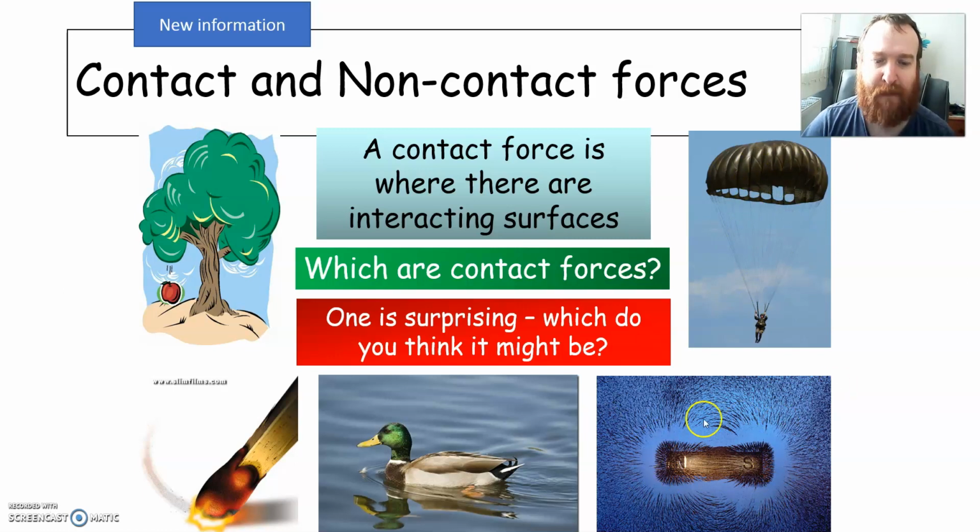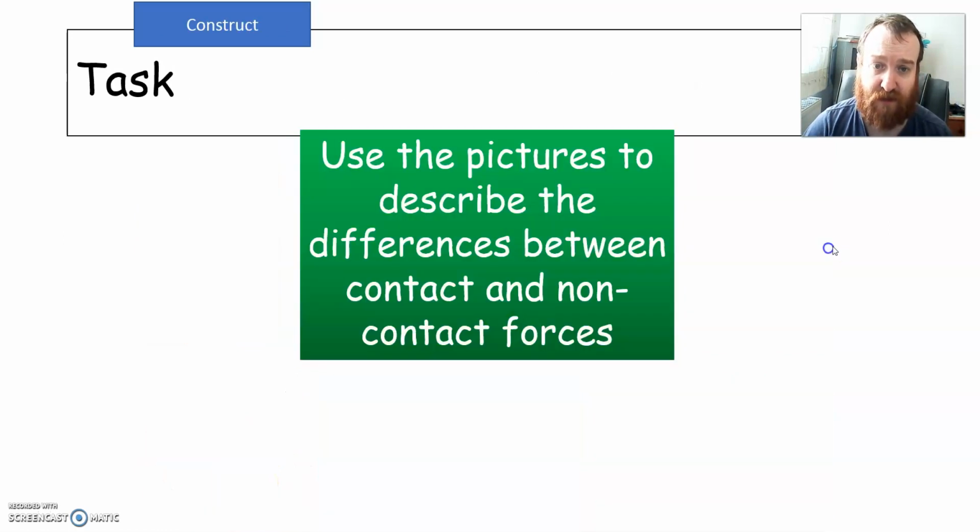This one at the bottom here, magnetism, magnetic forces. 3, 2, 1, non-contact. Non-contact because these iron filings are showing that magnetic field, okay, they don't have to touch the magnet to experience that force. So magnetism and gravity are the two non-contact forces on this page. Air resistance, buoyancy, friction, they are contact forces.